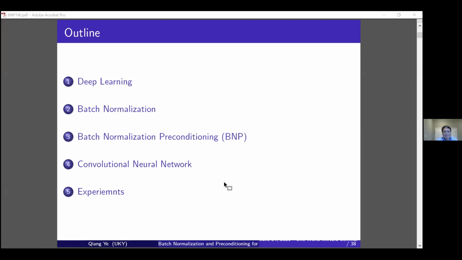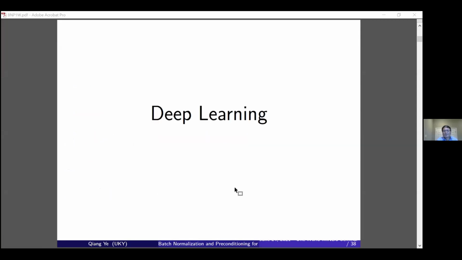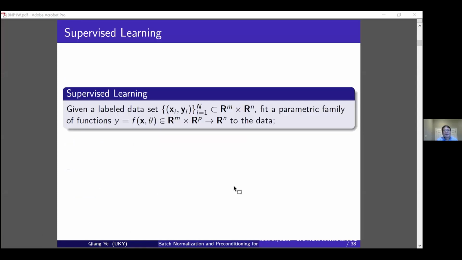Okay. All right, so first, a brief introduction to deep learning. We're interested in supervised learning. In this task, we're given a labeled data set, (xi, yi), where yi is the label for xi. What we want is to find the mapping from x to y. We do that by fitting a parametric family of functions, f of x theta, to the data.